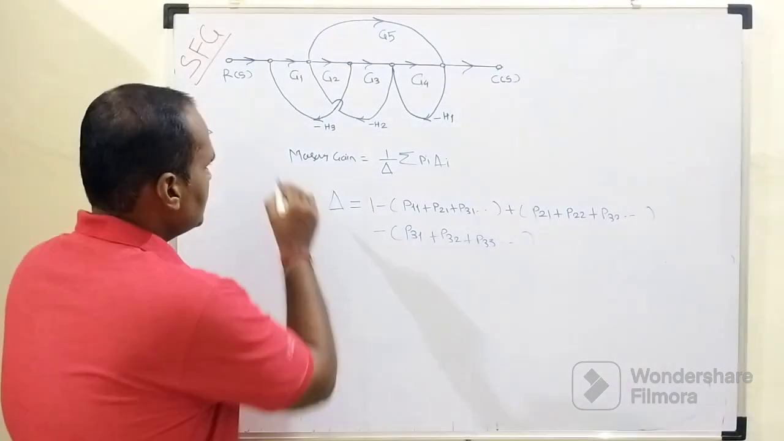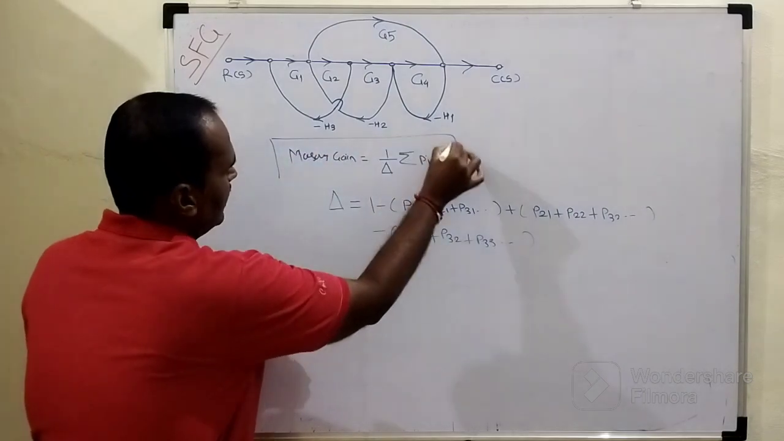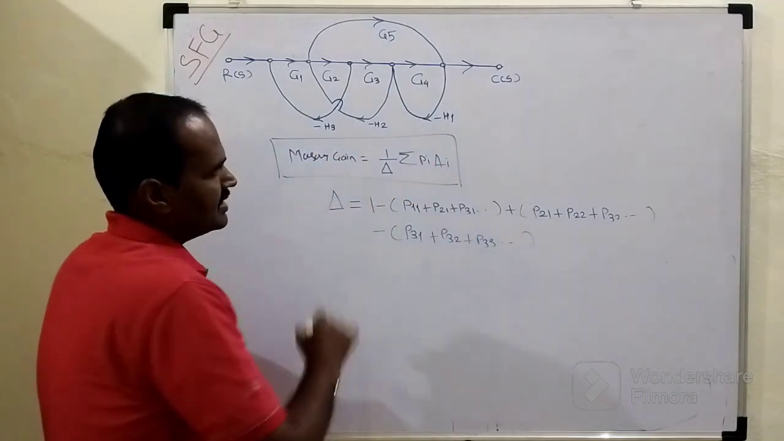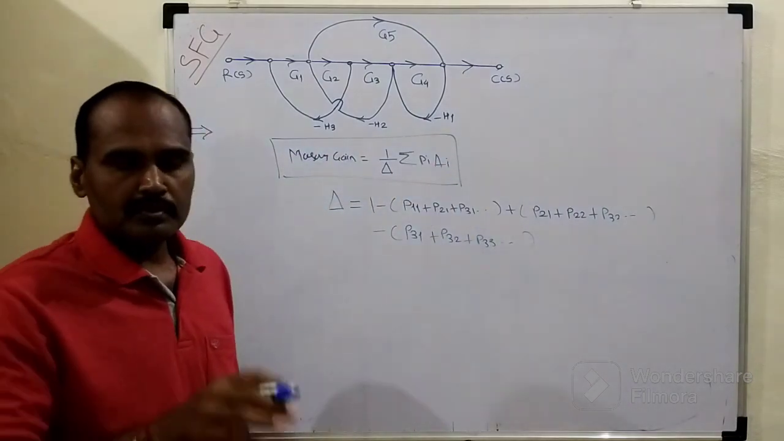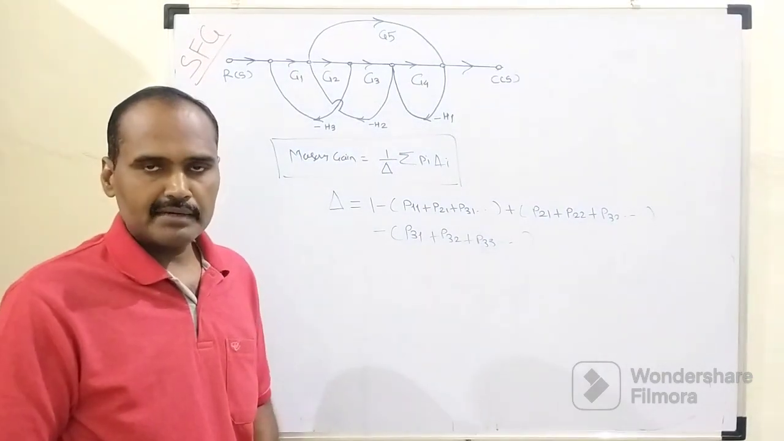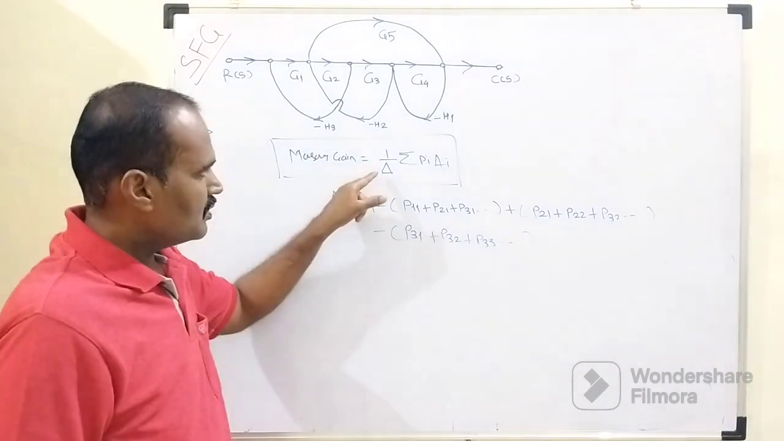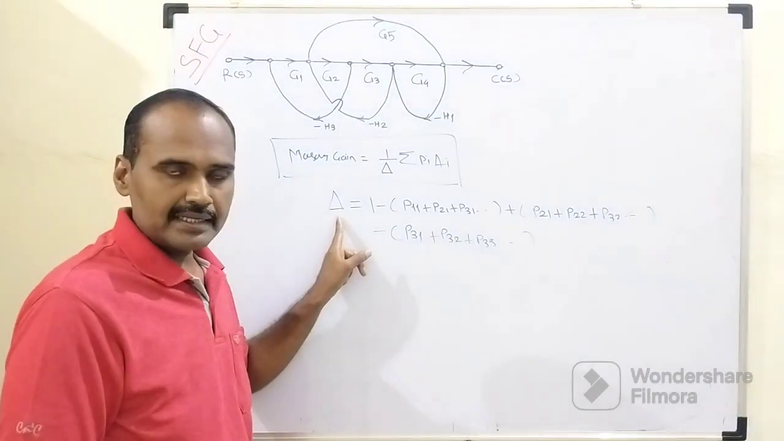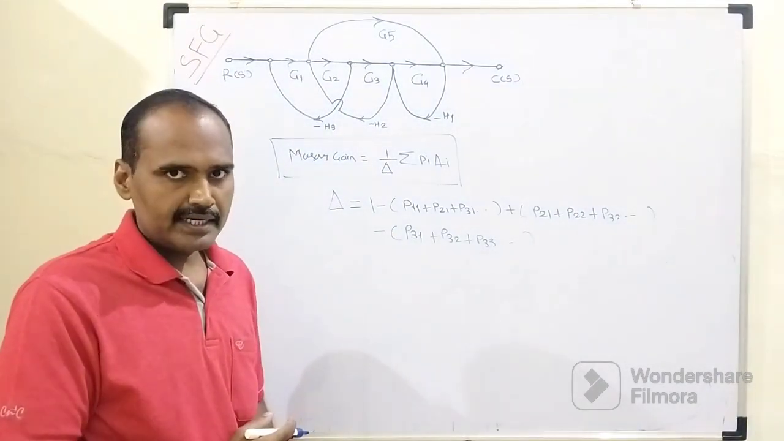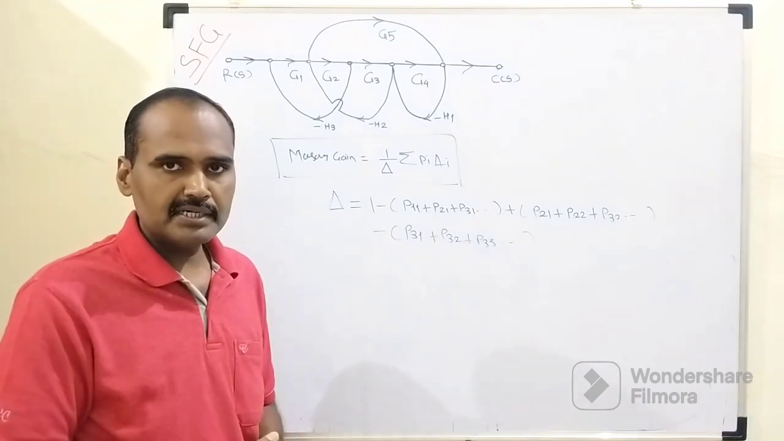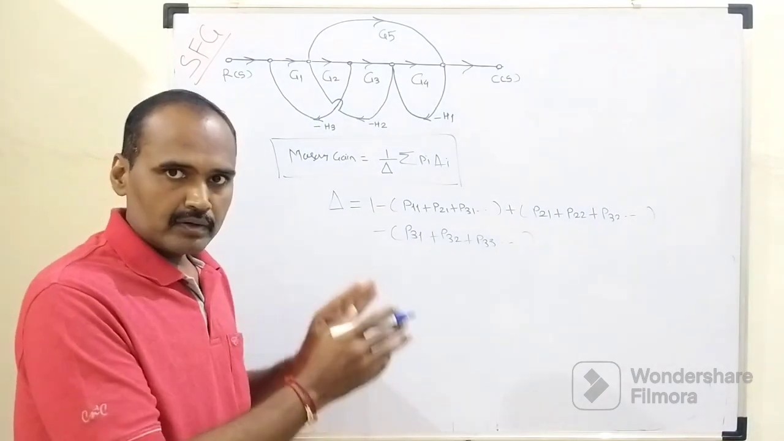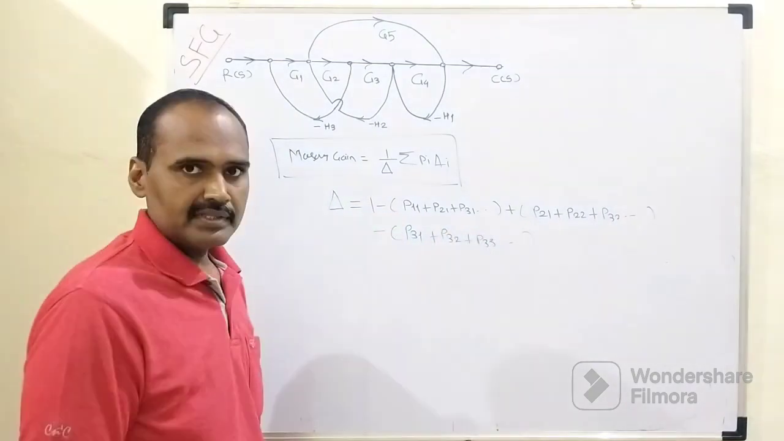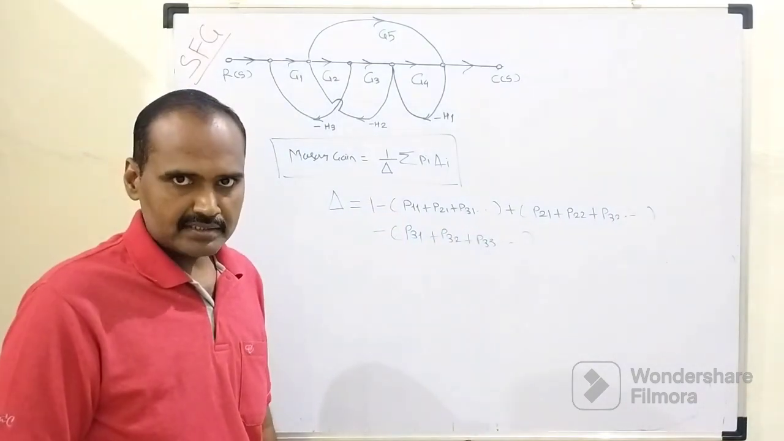As far as Mason's gain formula is concerned, I will put this formula within a rectangular box. There are three basic parameters within Mason's gain formula. It is 1 over delta. In this way, that delta is to be declared, that is nothing but the system determinant. In order to decide the system determinant, we need to collect all the terms which are written within these three brackets.